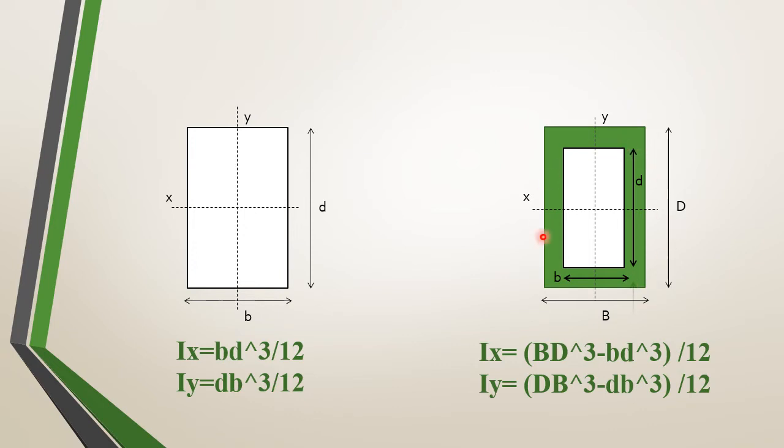And here is a hollow rectangle. The outer dimensions of this hollow rectangle are capital B and D, and the inner dimensions are small b and d. The moment of inertia about the x-axis for this hollow rectangle is, in brackets, capital BD cube minus small bd cube, whole bracket divided by 12, and the moment of inertia about the y-axis is, in brackets, capital DB cube minus small db cube, whole bracket divided by 12.